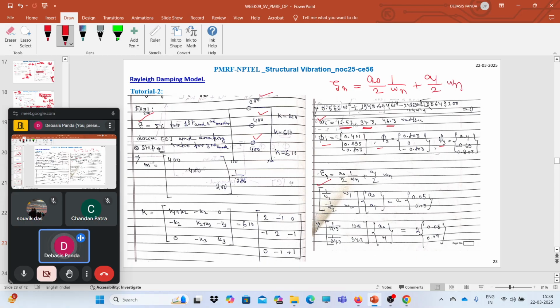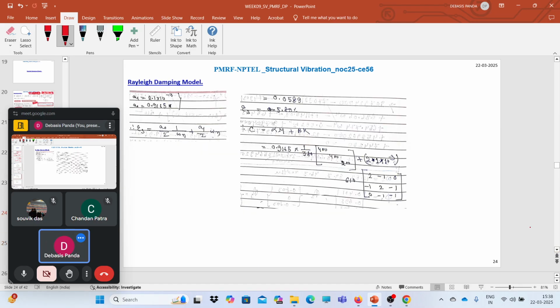Now, in matrix form, how can I write it down? 1 by omega 1, omega 1, 1 by omega 2, omega 2, times a0, a1 is equal to 2 times, for the two modes, the damping ratios, zeta 1 equals 5% and zeta 2 equals 5%. Now, if we solve it, we can easily solve for a0 and a1, right? So a1 comes as this, a0 comes as this.